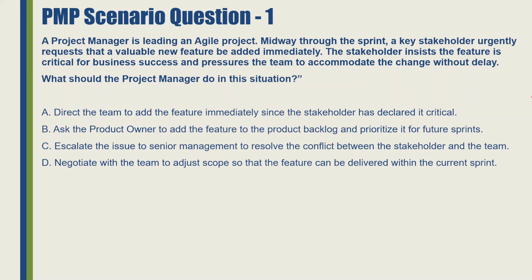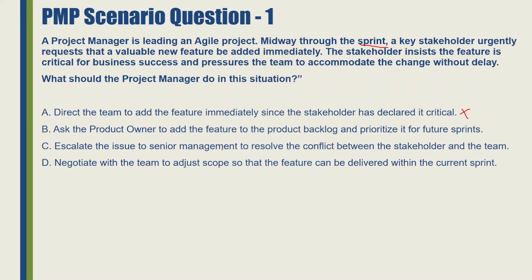Now let's see the options and apply the PMI and Agile mindset. As the question says, it's a sprint. We can start using the Agile and PMI mindset. Looking at the options, let's see how we can eliminate the incorrect ones. Direct the team to add the feature immediately since the stakeholder has declared it critical. If you look at this option, we cannot direct the team to immediately add the feature. So we can eliminate this option.